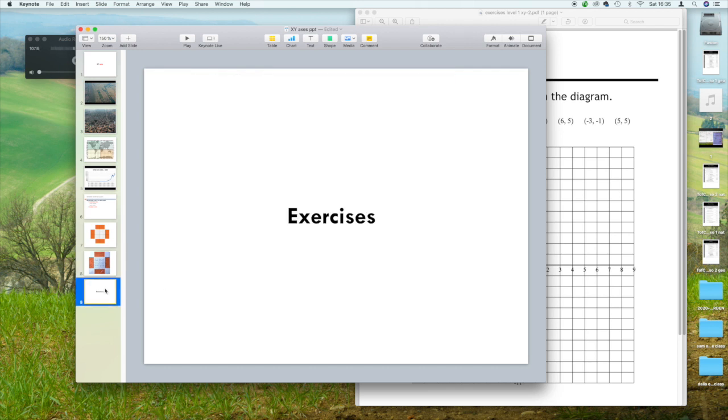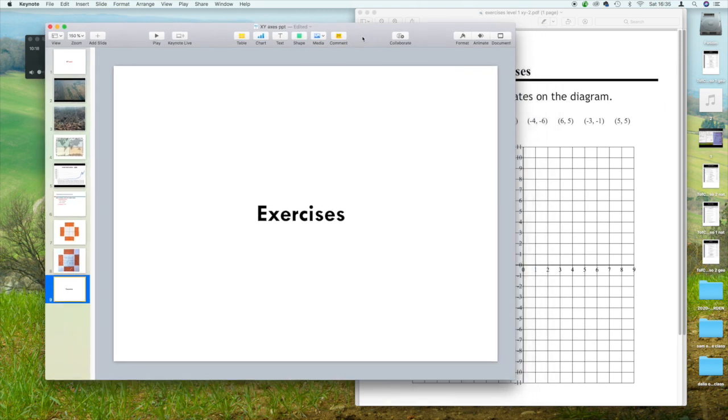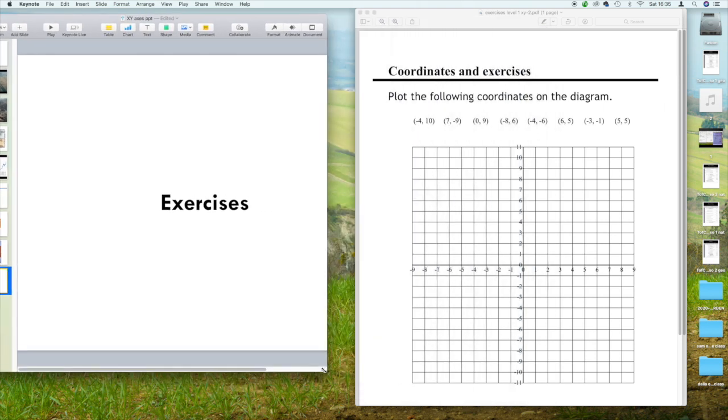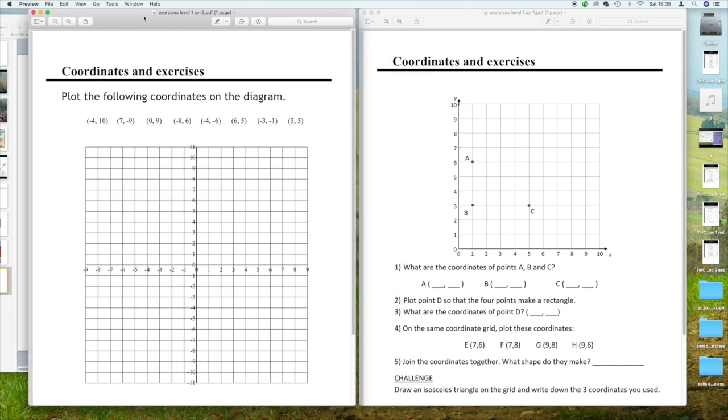So let's do some exercises, find out if you understood all that. These two exercises are connected to your Click-Edu in ElSoro. The first exercise I want you to do is this one. Just plot correctly these different dots. So imagine I need to plot this one, minus 4, 10.